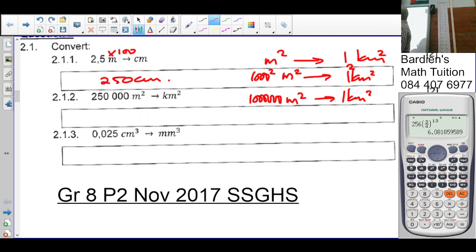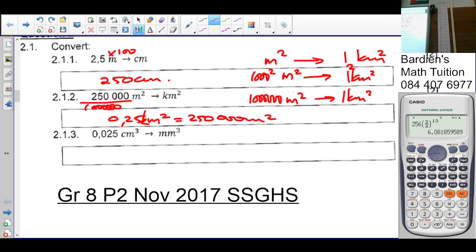Can you see that? So in other words, I must divide this by 1,000,000. Can you see that? So that's going to give you 0.25 meters square, kilometer square is equal to 250,000 meters square.